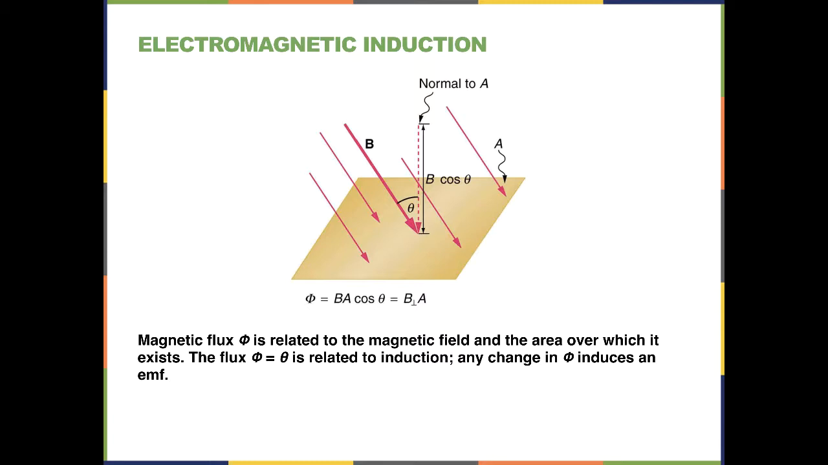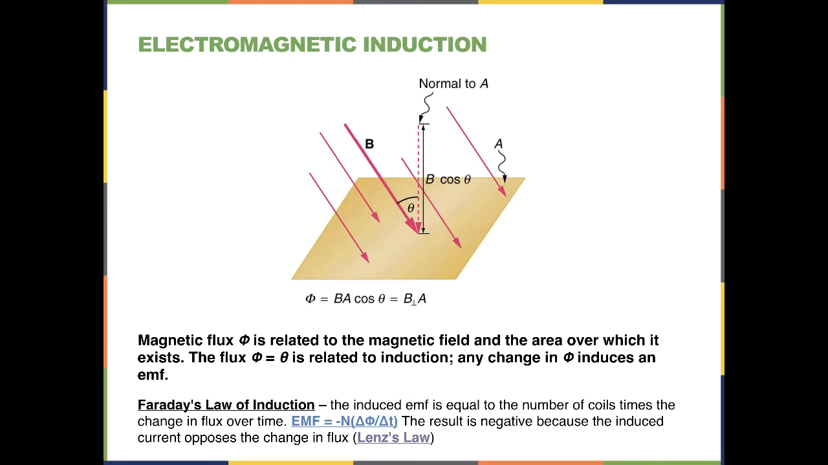The flux is related to the induction, and any change in flux is what induces the EMF, the electromagnetic force. So when you look at the flux, which is psi, it is equal to the magnetic field times the area through which it passes times cosine theta. Now, if the field is perpendicular to the area, then cosine theta is 1.